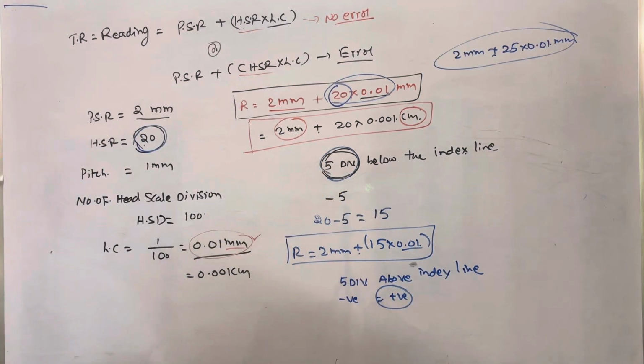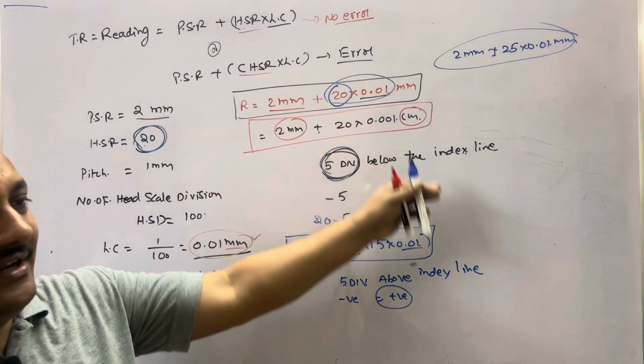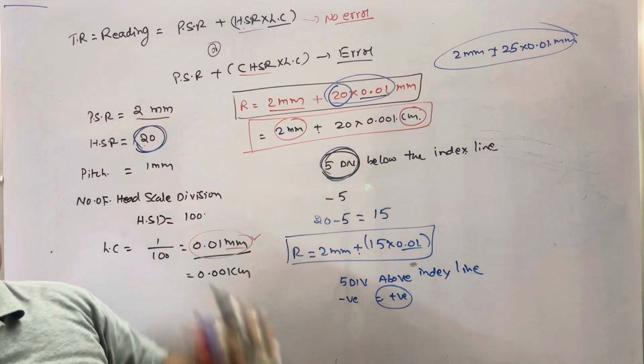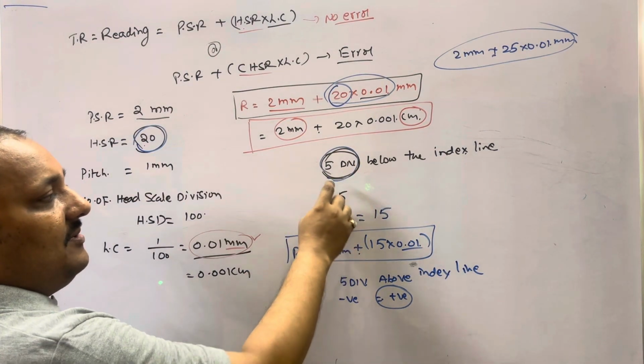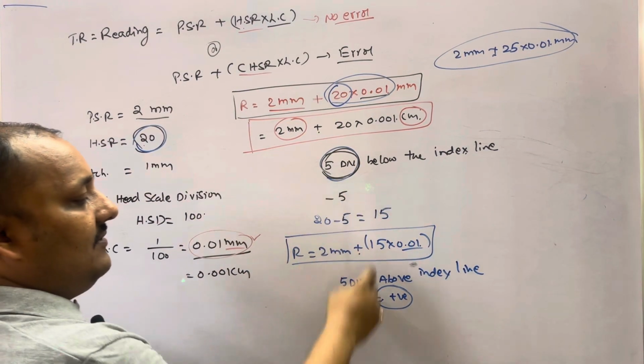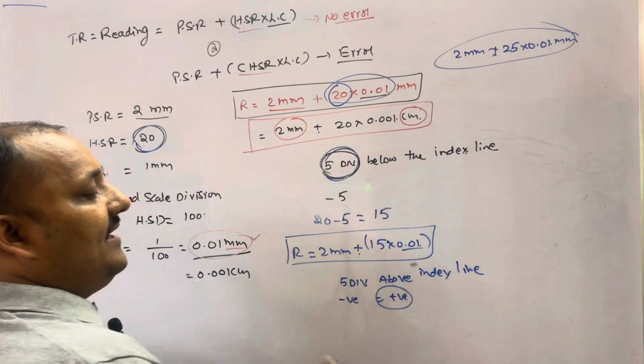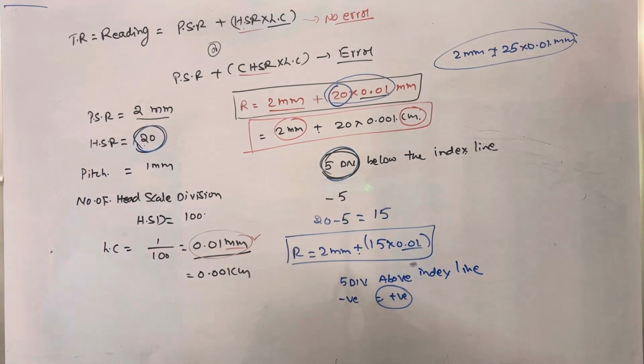So, like this, we are going to take the calculations whenever they are giving a problem on this. So, below: error is going to be positive, correction is going to be negative. Above: error is going to be negative, correction is going to become positive. You should be very careful on this while solving the problems.